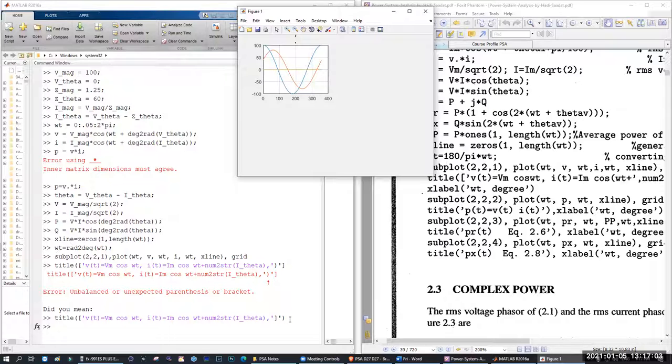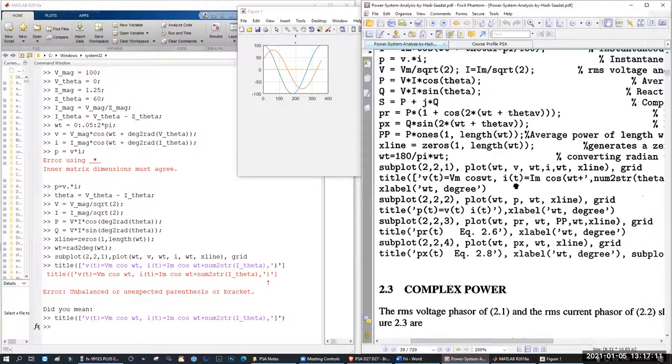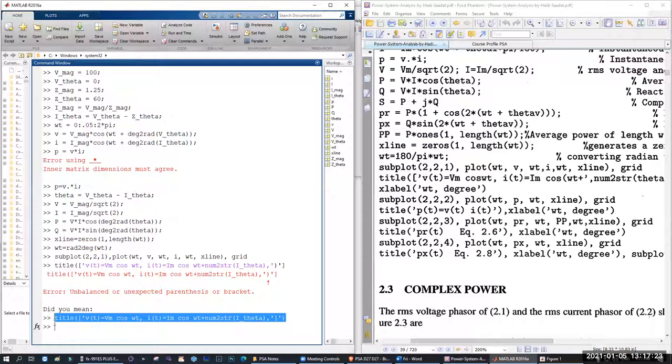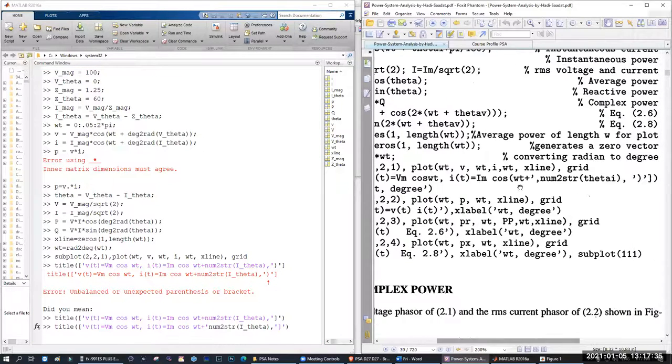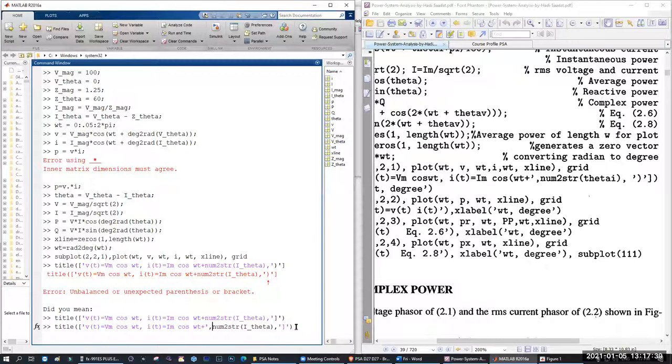Sir, I think you forgot a comma. Which comma? Yeah, maybe this one. Yes. This comma I forgot. After this comma, there is a comma here, right? Num2str, yes. I forgot this one. Now it's all right.